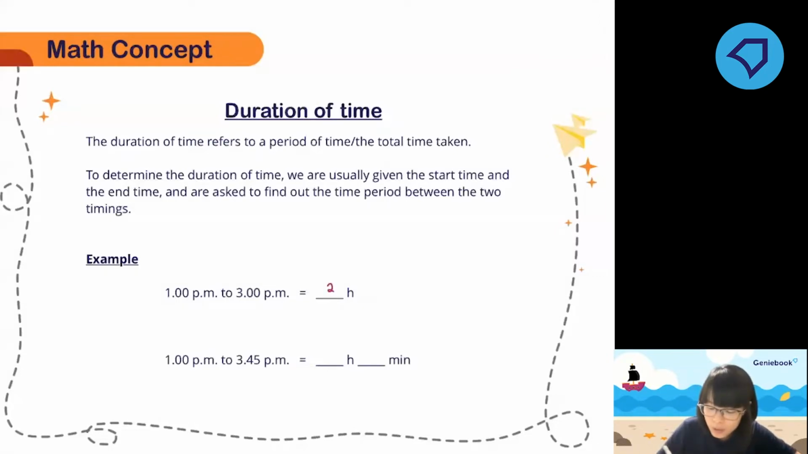For those of you who are not very sure, what we can do is we can always draw a timeline. Let's do a simple one. We have 1 p.m. over here all the way to 3 p.m. You can take a look at the clock very quickly. From 1 o'clock to 3 o'clock, the time taken would be 2 hours. So let's try the one at the bottom over here.